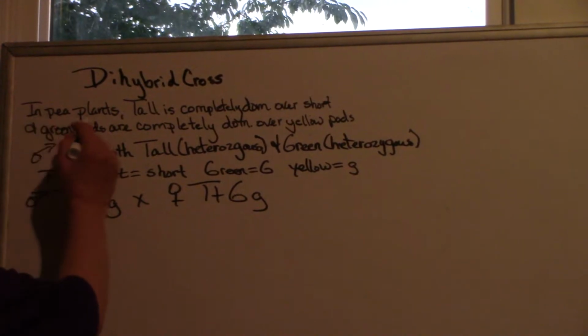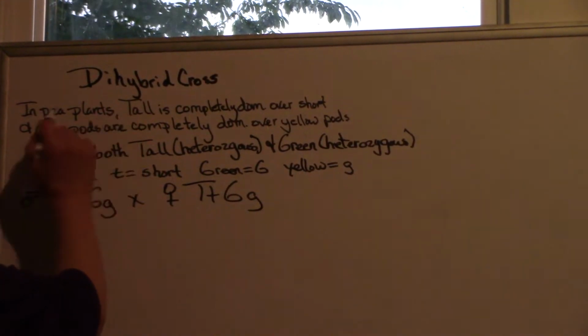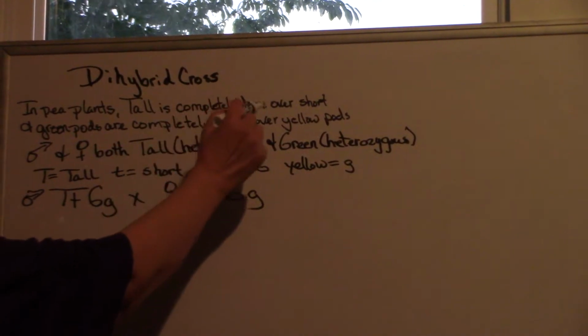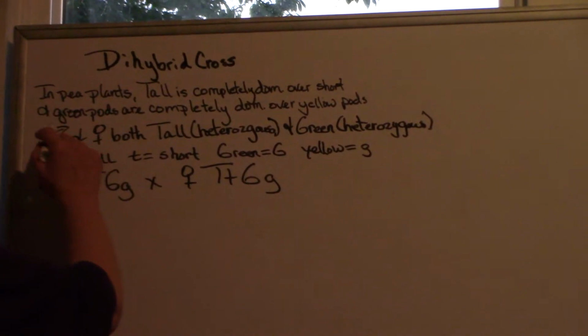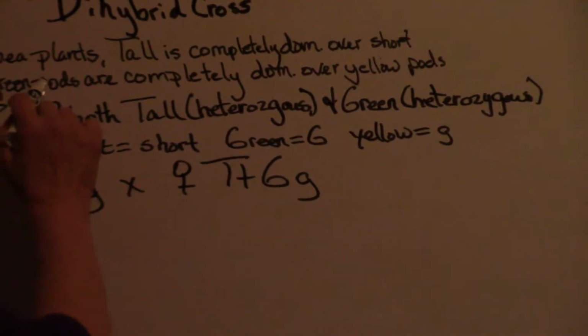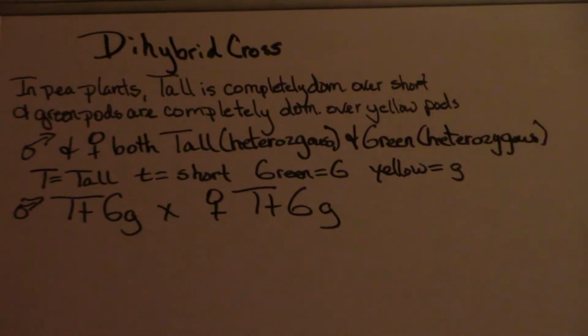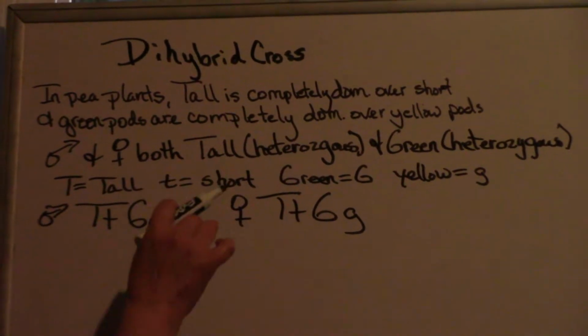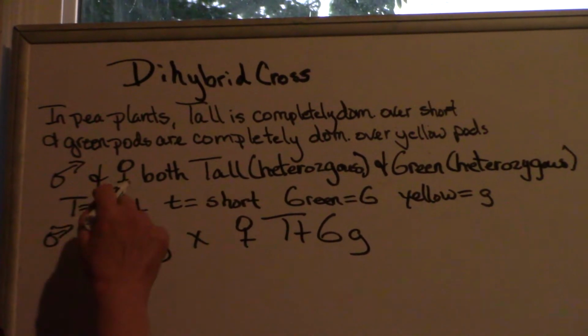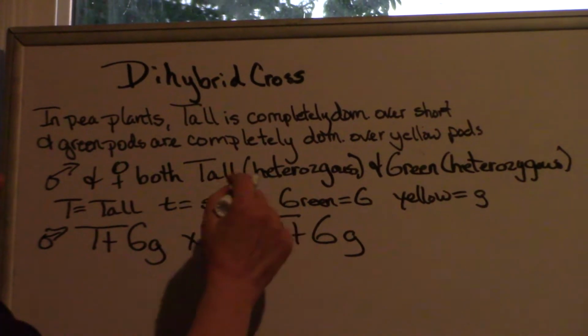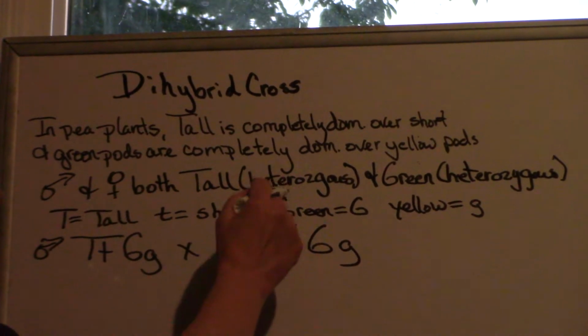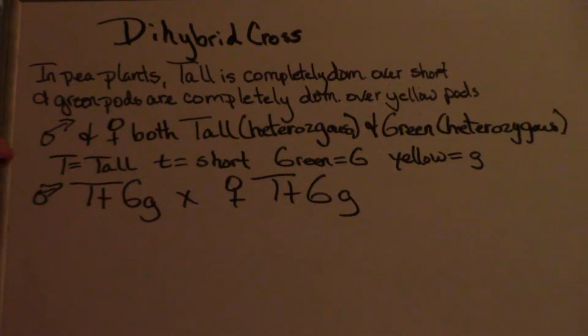So I am using this setup. In pea plants, tall is completely dominant over short, and green pods are completely dominant over yellow pods. In our example, both the male and female are tall and have green pods, and they're heterozygous for each of those traits.